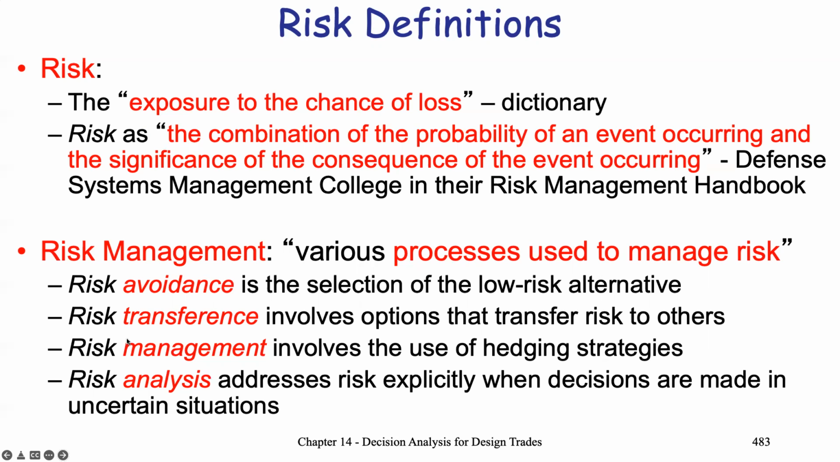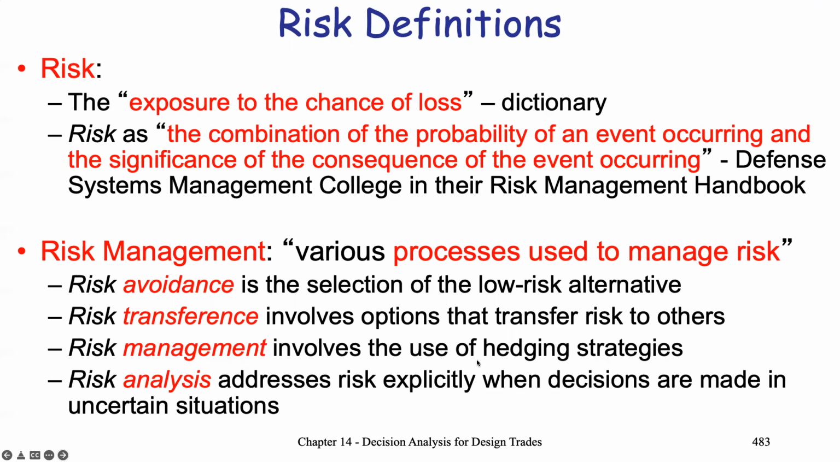So there's risk avoidance, risk transference, risk management, and risk analysis. Risk avoidance is the selection of a low risk alternative. Risk transference involves options that transfer risk to others. So how can you start to rework how things are being done so you have risk transference to an area where it's lower risk? Risk management involves the use of hedging strategies.